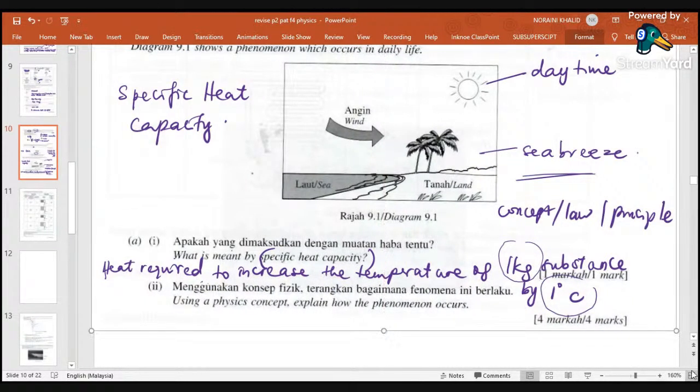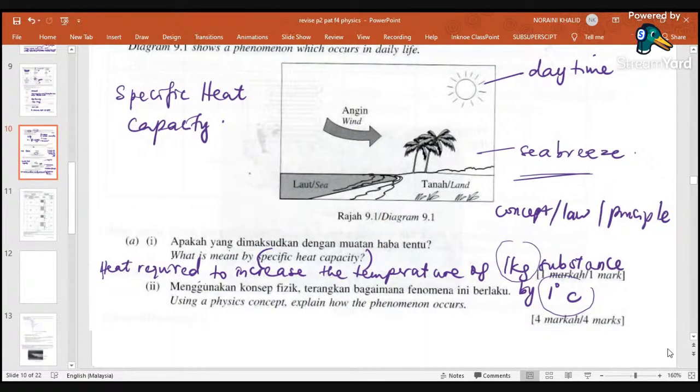Okay, part 2. Using a physics concept, explain how the phenomenon occurs. So this is a question of knowledge for marks. Physics is very practical. The marks given means you write that many points. Kalau 4 markah, 4 points, 5 markah, 5 points. Okay, itu physics, jadi senang kita nak check. So boleh buat secara point form juga.